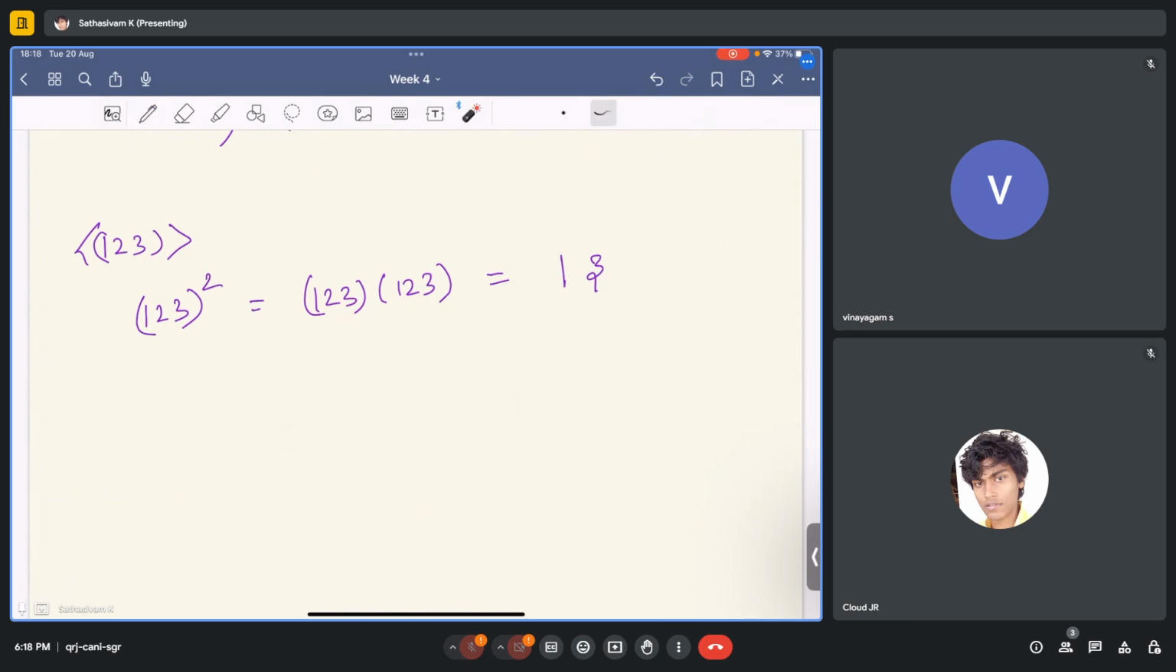Next, let's look at where the 3 goes. 3 goes to 1 here, and 1 goes to 2 here. So 3 goes to 2. Let's look at the 2. 2 goes to 3 and the 3 goes back to 1. So 2 goes to 1. So I can close the bracket.